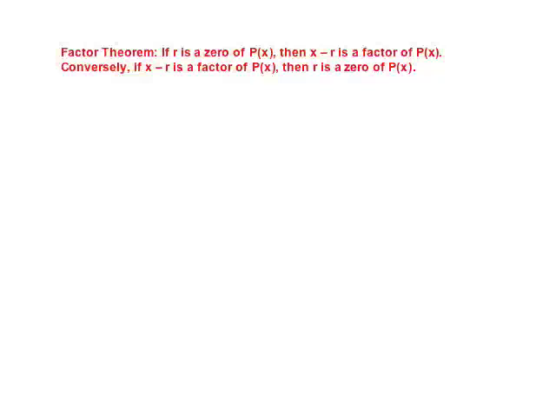Factor theorem. If r is a 0 of p of x, then x minus r is a factor of p of x. So let me reread that. If r is a 0 of p of x, in other words, if you put r in place of x in p of x, then p of r would be equal to 0. Then x minus r is a factor of p of x. And conversely, if x minus r is a factor of p of x, then r is a 0 of p of x.